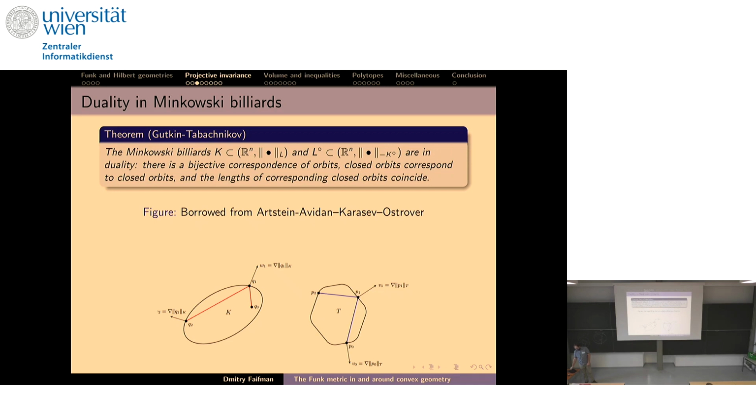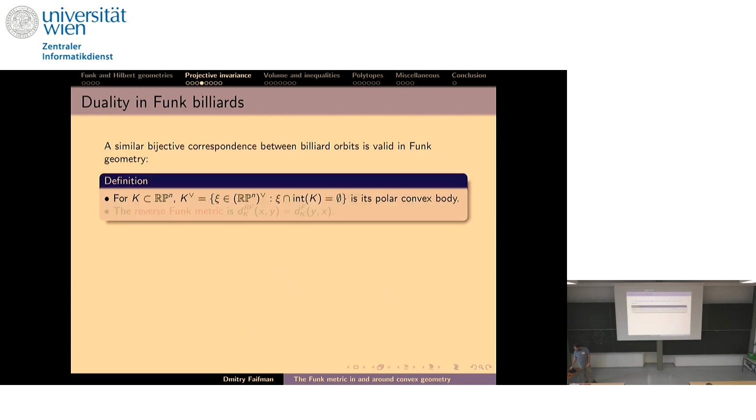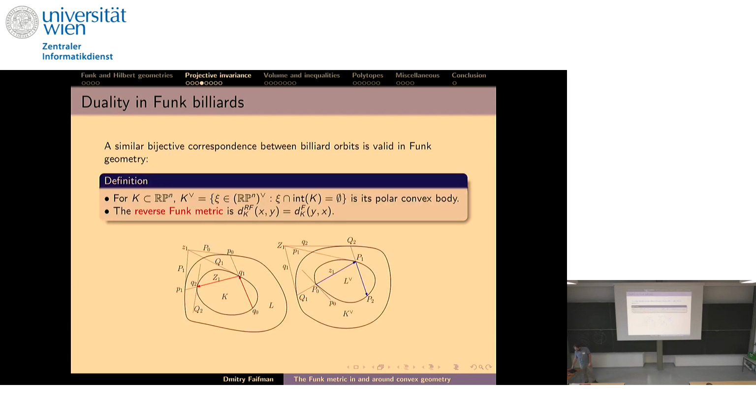Yeah, well, I still haven't discussed the duality in Funk billiards, but yes, that's a limit case of Funk. So, yes, that's the picture in Funk.